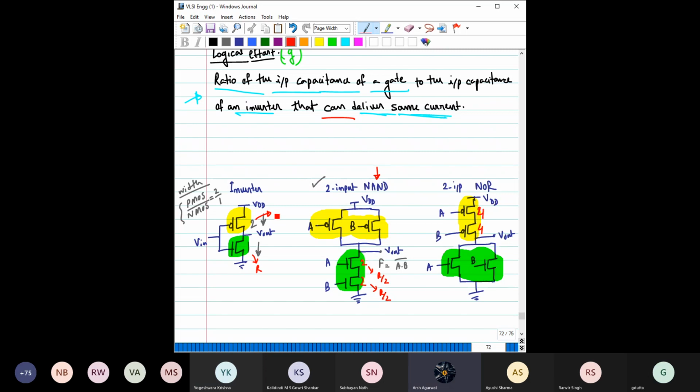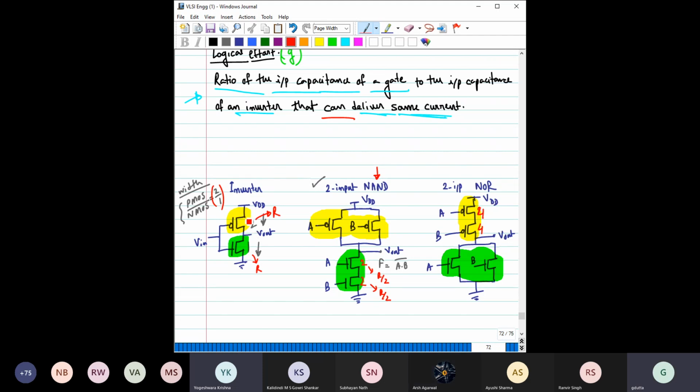Sir, why have we chosen this ratio? Resistance is inversely proportional to width every time, right? So why have you chosen this ratio? We have chosen this ratio so that the resistance of this and the resistance of this become equal. So if this is R, then this has to be R, right?